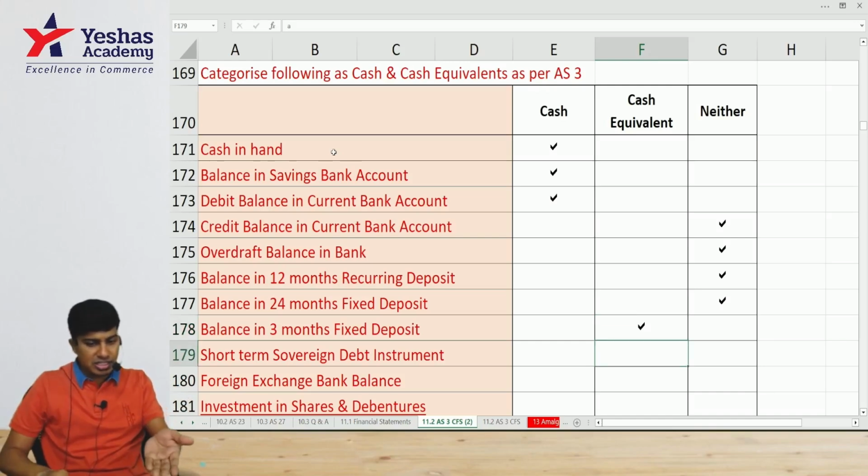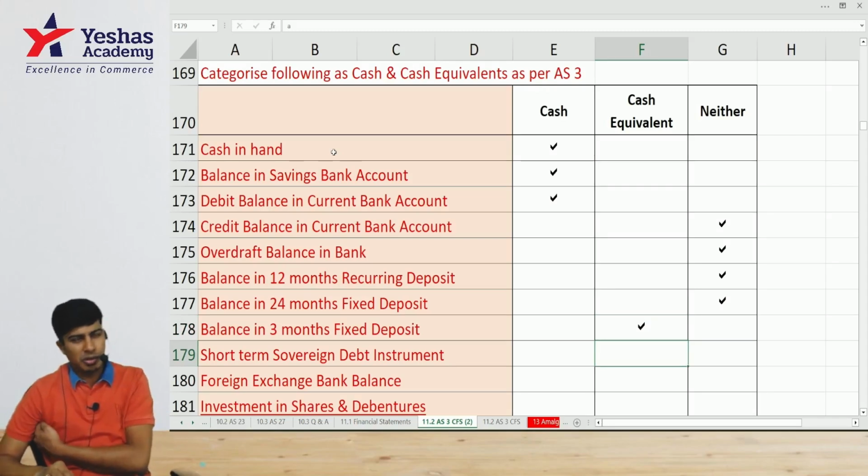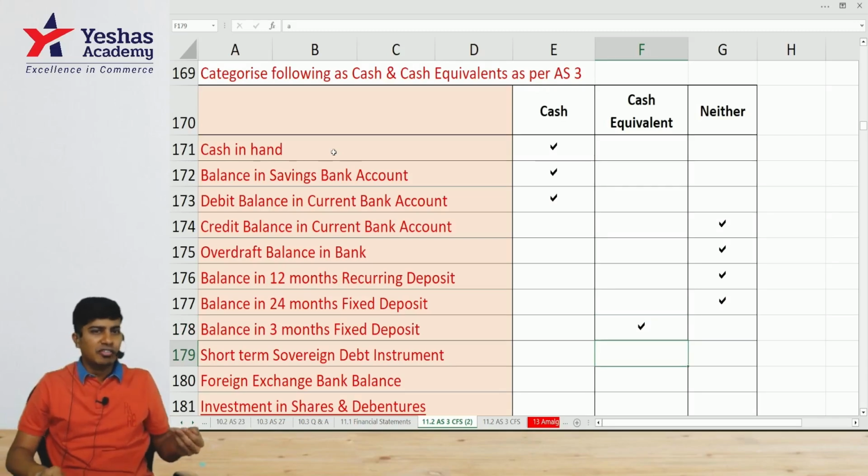Why? Usually it is, they've told the word short term. It is investment. Sir, doubt, the government will... Hey, don't tell me that you doubt the government. If you doubt the government, then whom else will you trust? Okay, this is cash equivalent.